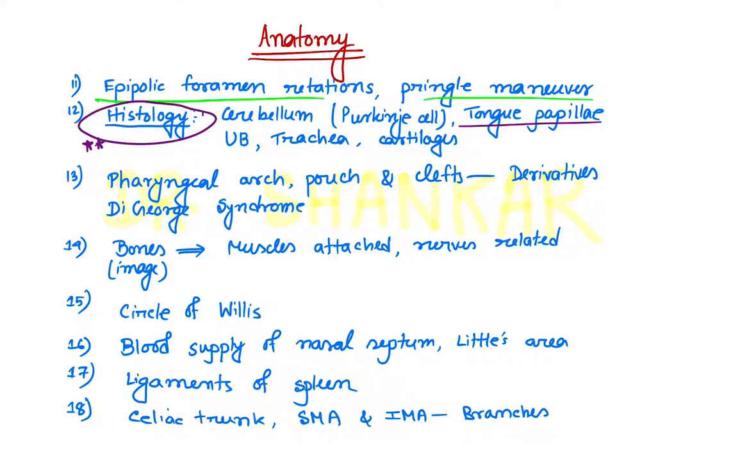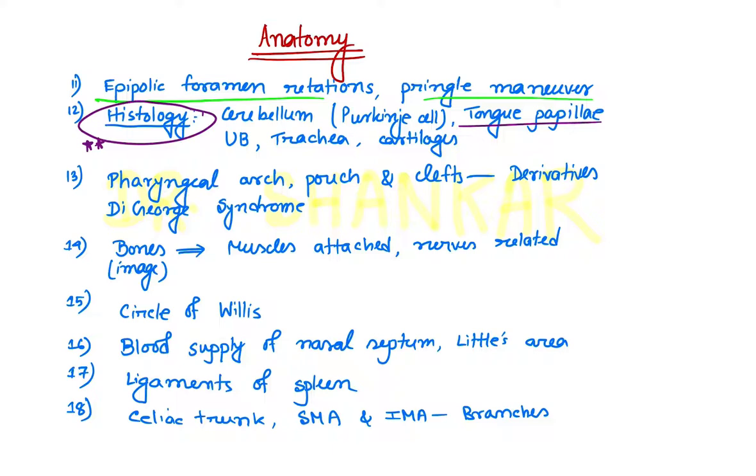Either it is urinary bladder with transitional epithelium, or trachea with pseudostratified ciliated columnar, or esophagus with stratified squamous, or any cartilage, either hyaline cartilage, elastic cartilage, or fibrocartilage, or cerebellum. Cerebellum is also important from a histology perspective, like Purkinje cells, any nuclei or other cells, and thymus gland also with Hassall's corpuscle. So histology you should know well, because you can expect one histology question.